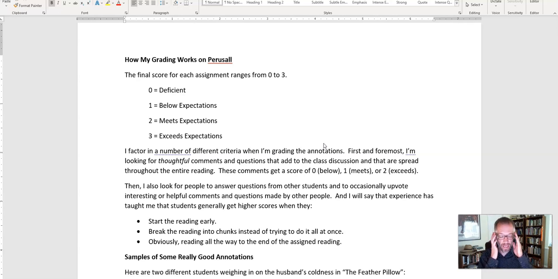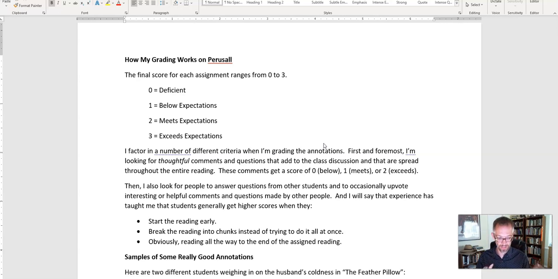Okay, well, how do I decide what you get? I factor in a number of different criteria when I'm grading the annotations. First and foremost, the biggest, most important thing is I'm looking for thoughtful comments and or questions that add to the class discussion, and that are spread throughout the entire reading. Right? If you put a comment on the first page and that's it, that's not considered a successful engagement with the text. Okay, but I'm looking for thoughtful comments and questions.